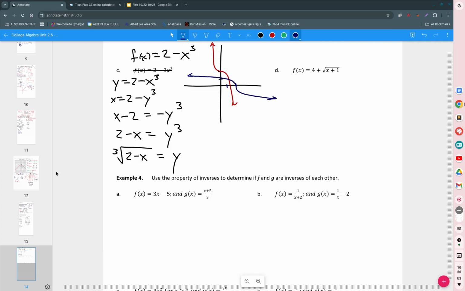Do you agree that those look like they're flipped over the line y is equal to x? Yeah, and so we can always check our inverses that way.